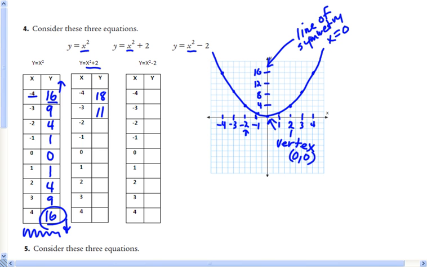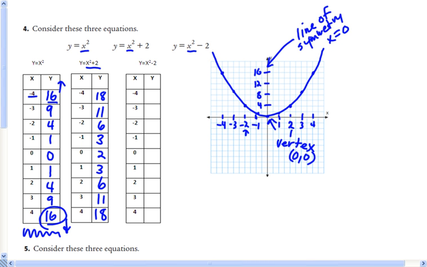9 plus 2 is 11, 4 plus 2 is 6, 1 plus 2 is 3, 0 plus 2 is 2, and now I'm going to have that symmetry thing going on again, so I can just write down the same numbers I have above there.